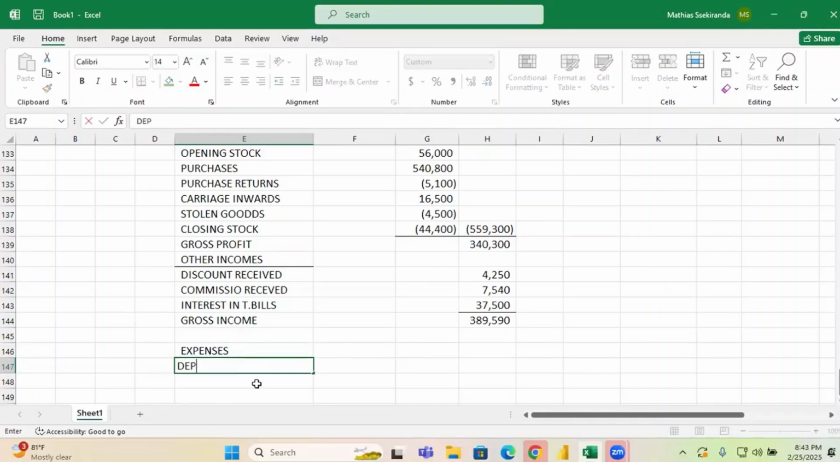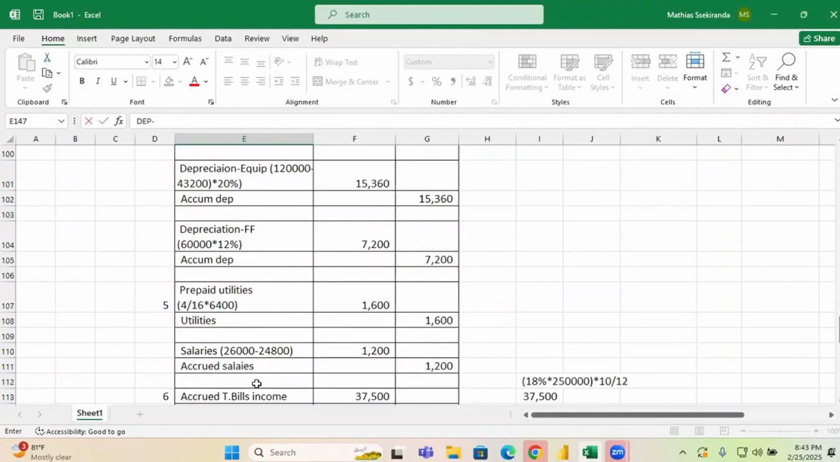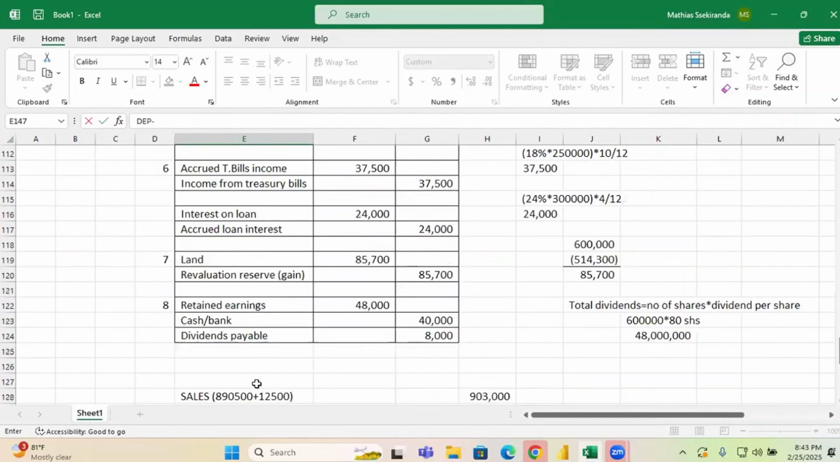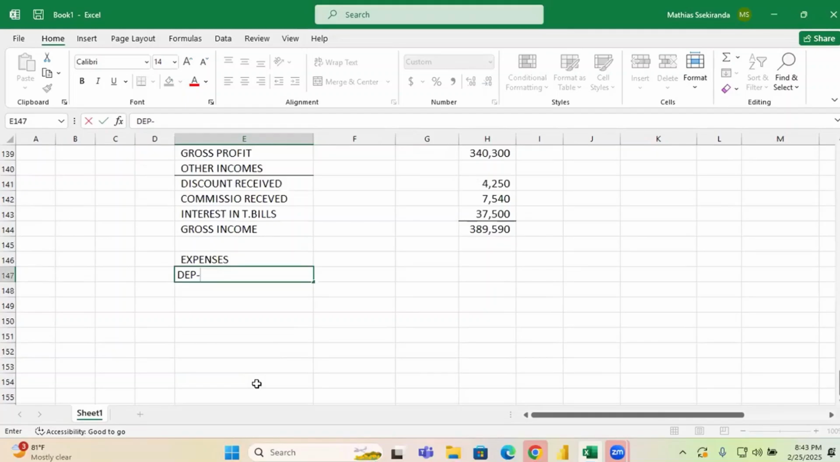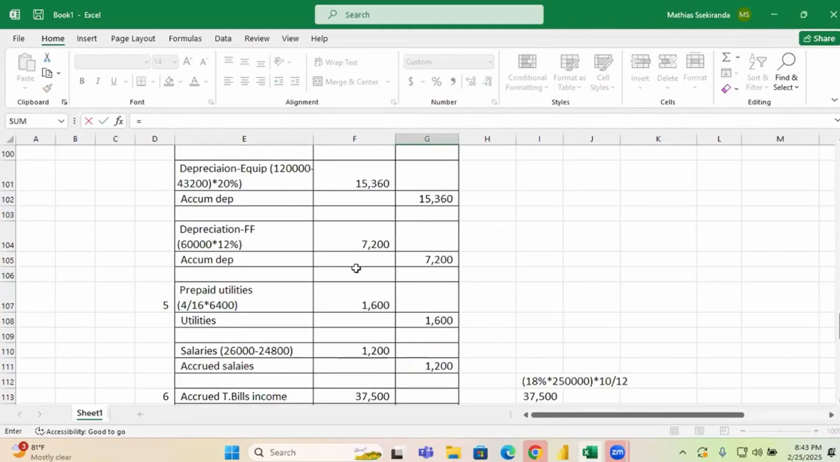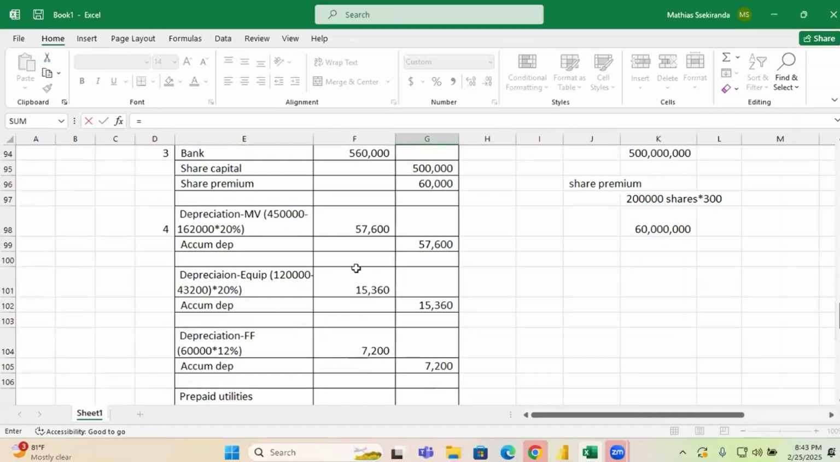Expenses, I told you, I like to begin with depreciation often because students normally forget. And the good thing, we have already computed them. Motor vehicle, equipment, and furniture. So since we have already computed them, I'll just bring the computations down here.